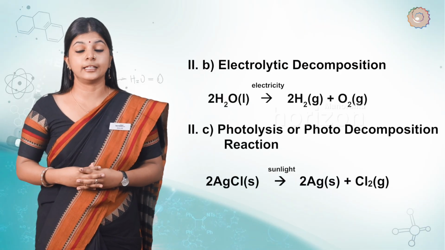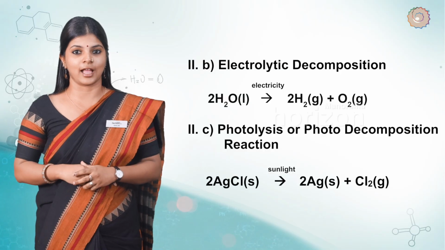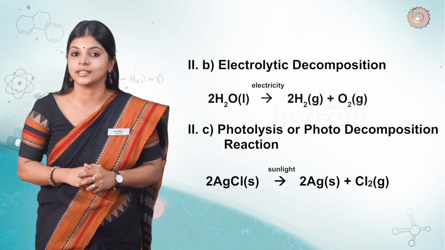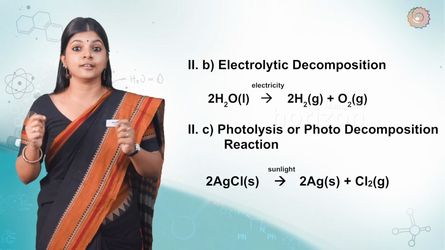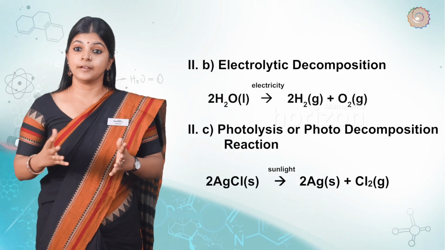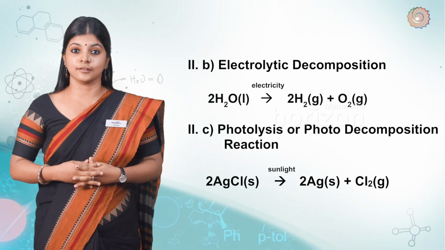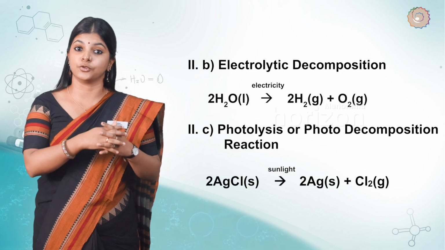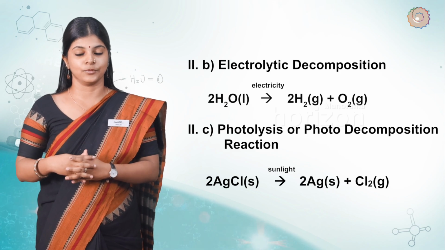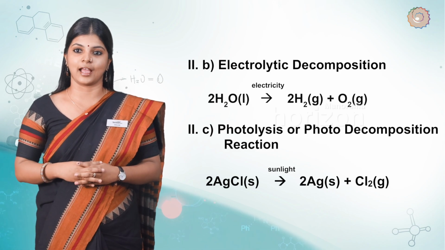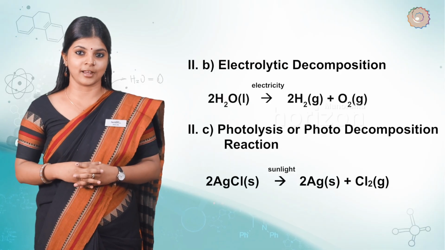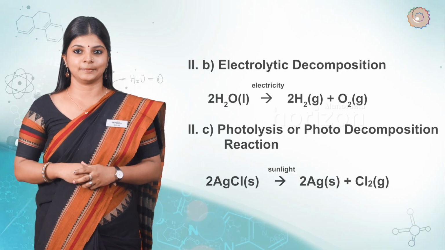The third type is photolytic decomposition reaction, also called photolysis, which takes place in the presence of sunlight. If silver chloride is kept in the presence of sunlight, it gets converted to silver and chlorine. So, such a reaction is called photodecomposition reaction or photolysis.